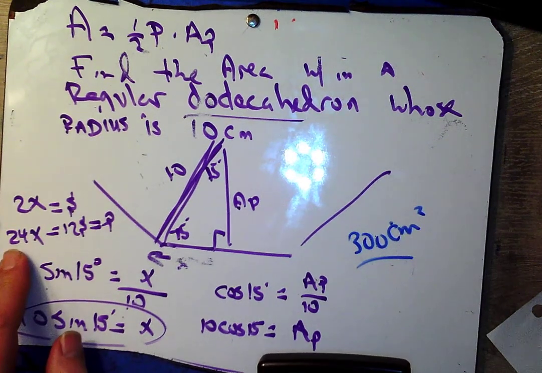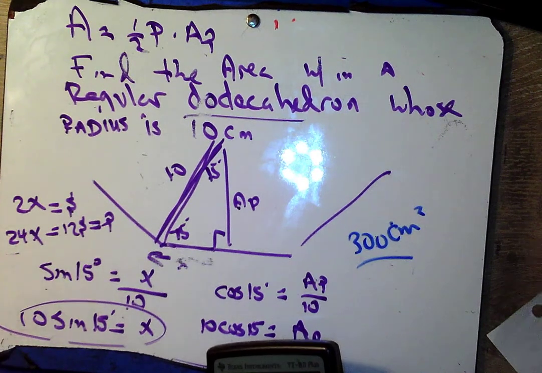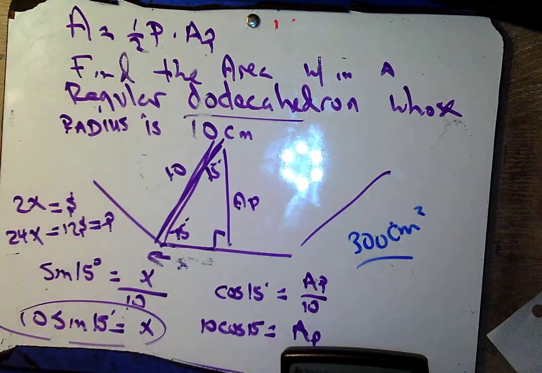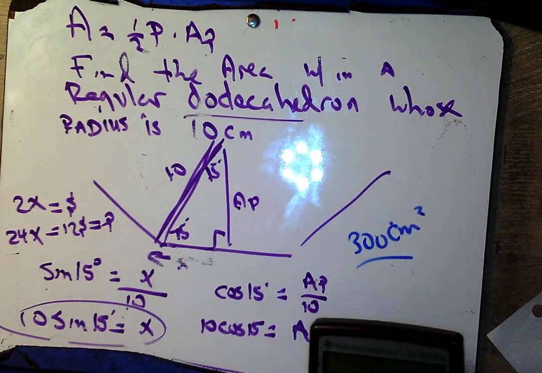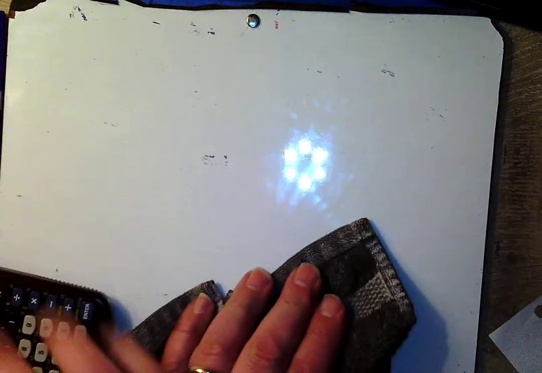So x times 24. 24, 10 sine 15, yeah. 10 cosine 15, yeah. And times the 1/2. Yeah, okay. So 300 it is. Good. So we've done 2 more of those now. How about 2 triangle problems? Okay.